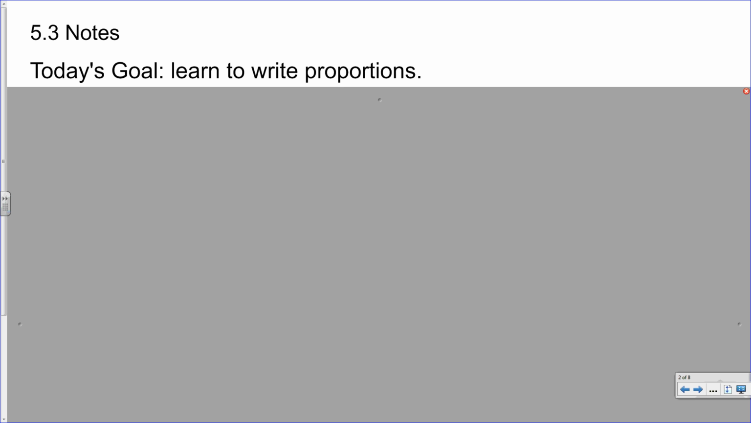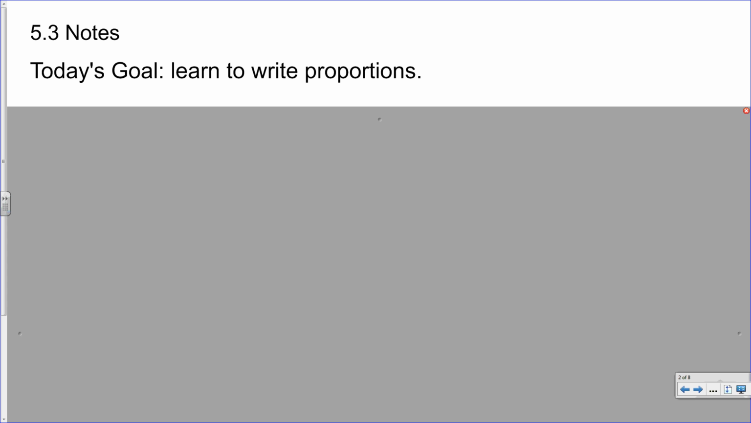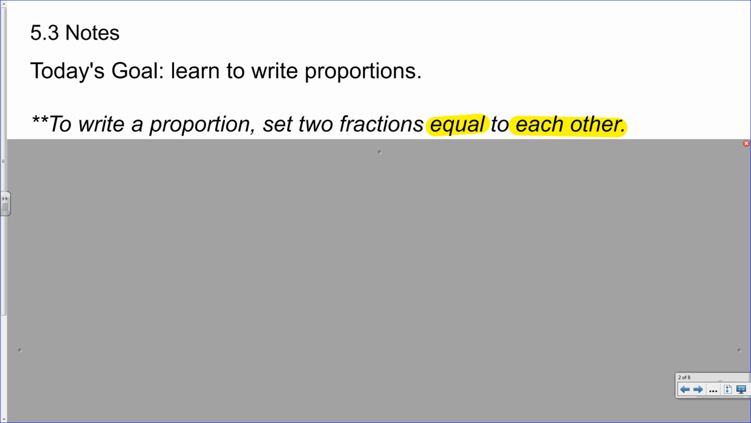Today's notes are for section 5.3. We're going to be learning about writing proportions and discovering those. So we need to learn how to write proportions. That's today's goal. So have your notes out. Let's fill in a few things on your notes.